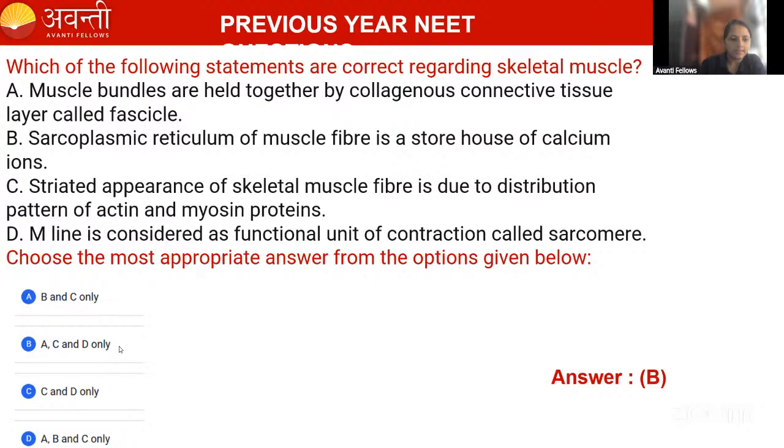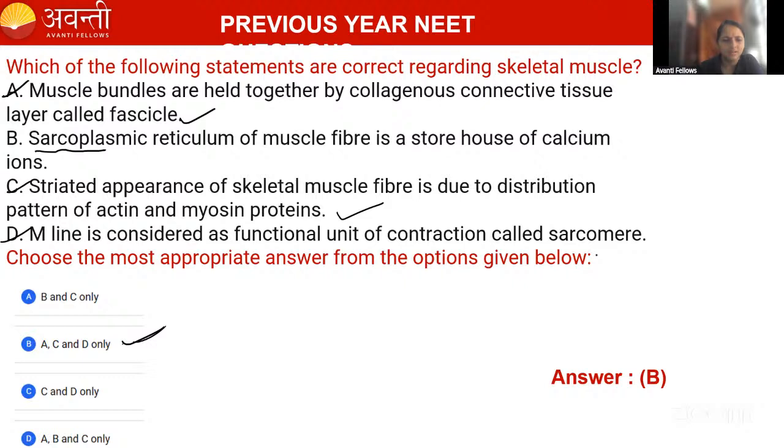So here you can see, guys, A, C, D is correct, right? Here you can see, which of the following statements are correct regarding the skeletal muscles. Muscle bundles are held together by the collagenous connective tissue that is called a fascicle. That is correct. Then the striated appearance of the skeletal muscle fiber is due to the distribution pattern of the actin and myosin proteins. That is also correct. M line is considered as the functional unit of the contraction that is called sarcomere.